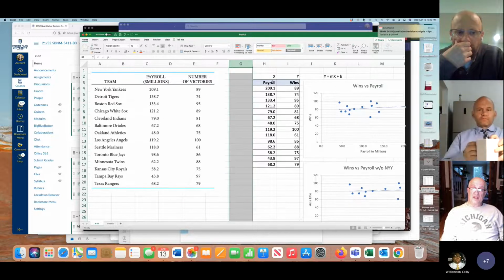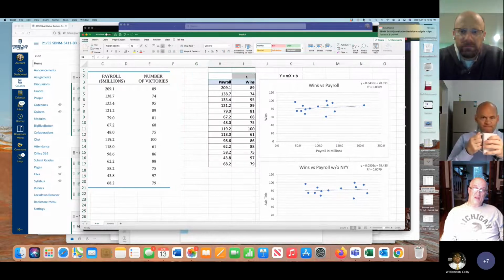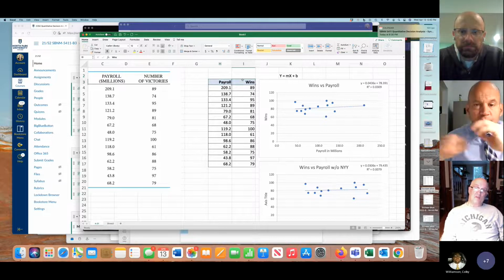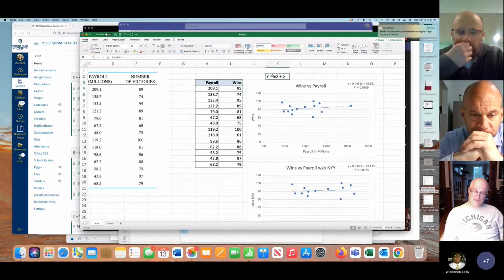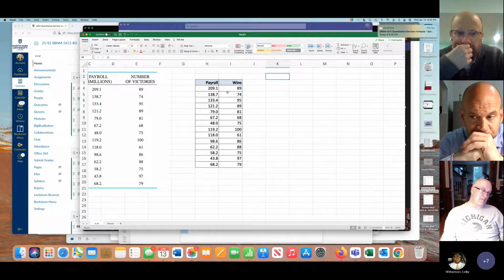So the first thing I did was copy these numbers and put them in here. And when I did that, I made sure that I had 1 decimal place in this column, no decimal places here. This is payroll, and instead of number of victories, I just called it wins. Now the question I would ask you, and let me get rid of all this stuff because we're going to do it all again. What is my dependent variable? What is my independent variable in this?